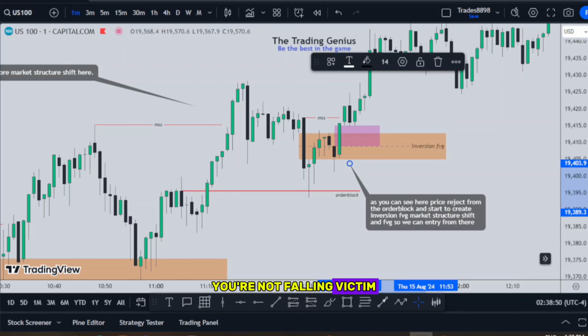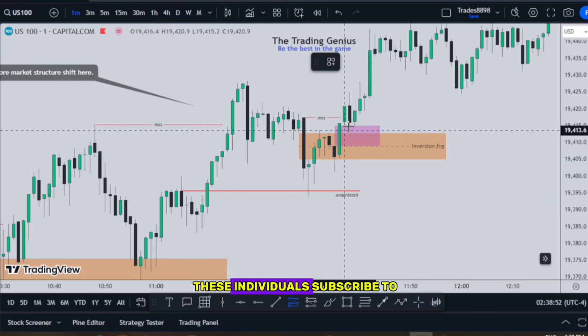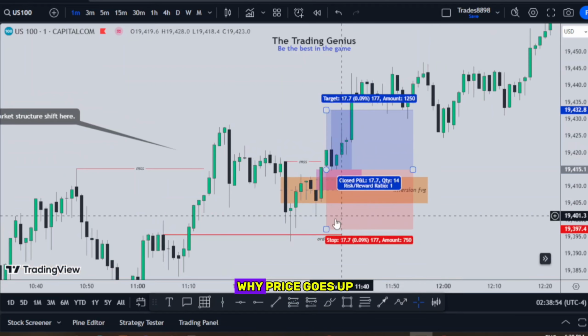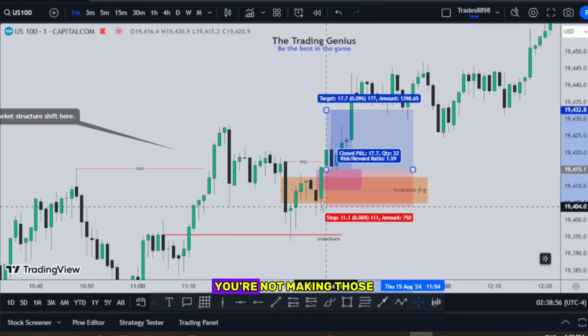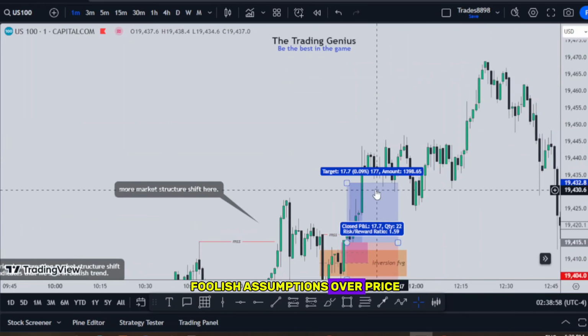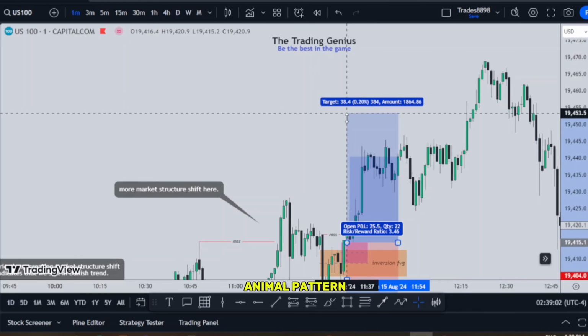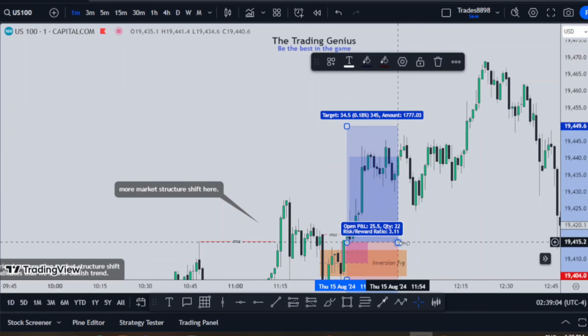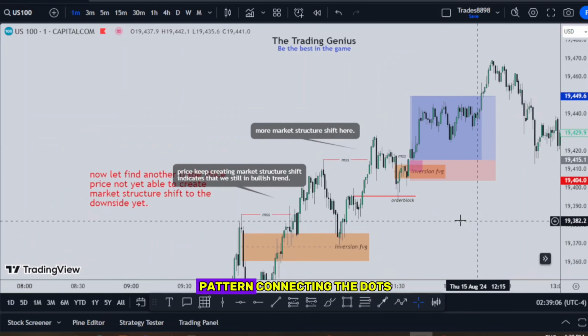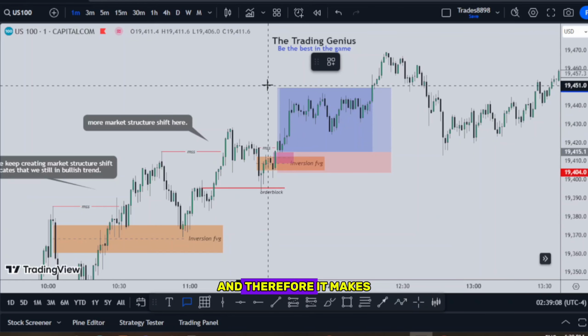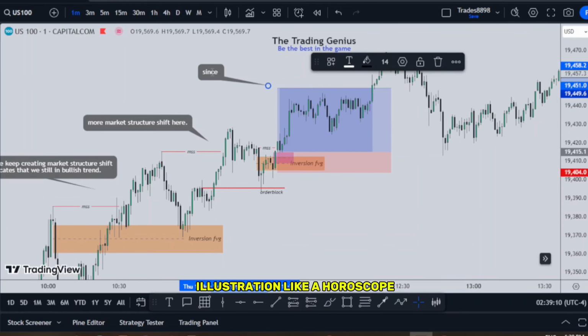You're not falling victim to the nonsense that these individuals subscribe to as the reasons for why price goes up and down. You're not making those foolish assumptions over price, that because it looks like some kind of animal pattern, some kind of geographic pattern connecting the dots and trend lines, and therefore it makes some kind of illustration, like a horoscope. You're looking at the real factors why price goes up and down.